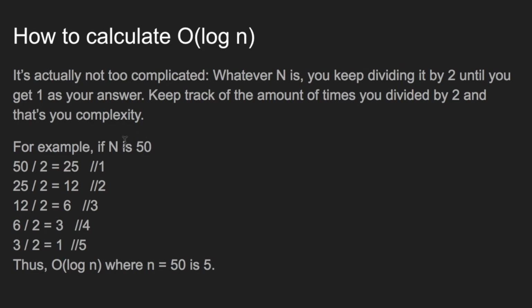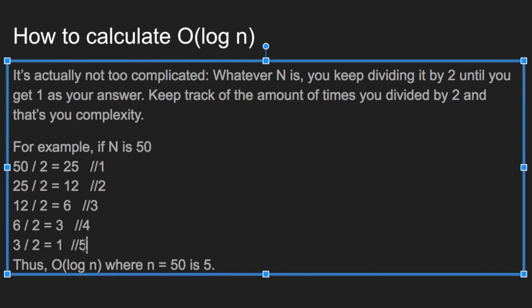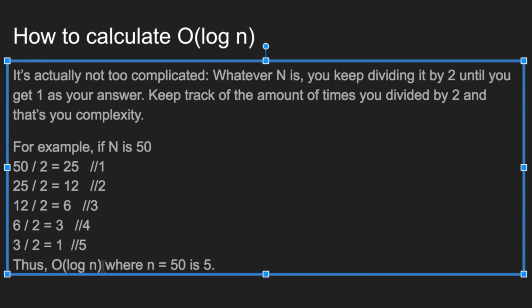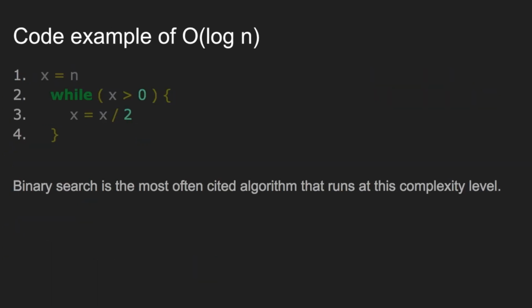So, for example, if n is 50, there's 50 elements in your array, let's say, you would do 50 divided by 2, 25, 25 divided by 2, 12, 12 divided by 2, 6, 3, and then you finally get to 1. It took 5 iterations, 5 operations. So if you have an O(log n) where n is equal to 50, the complexity is 5. So that's the amount of operations it takes. Okay. The best example of that is a binary search, where you just keep halving your data to look for an element.